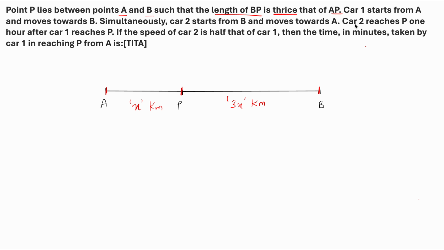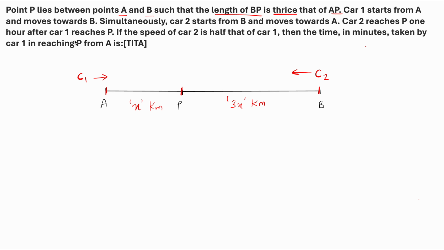Car 1 starts from A and moves towards B. Simultaneously, car 2 starts from B and moves towards A. So from the point A, there is a car 1, C1, moving towards B along the right hand side. And from the point B, another car C2 is starting and moving towards the point A. That is, it's moving towards the left.